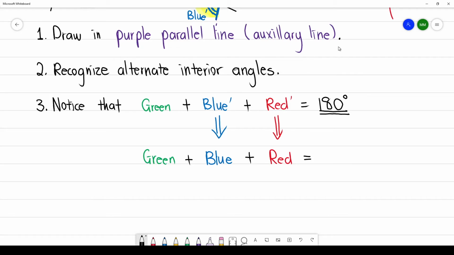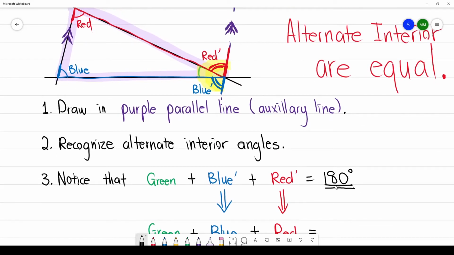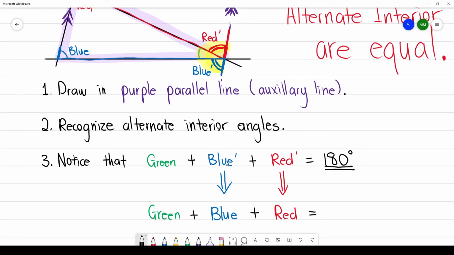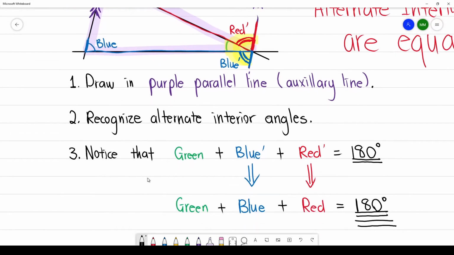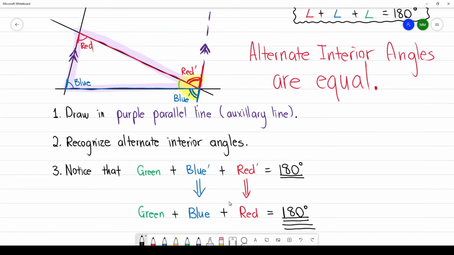So the alternate interior angles add up to 180. So since this is equal to this and this is equal to this, that means the second line over here is also equal to 180 degrees, because you can substitute this in and it will be the same thing. It doesn't change anything about this equation. So that means it adds up to 180. So this must add up to 180 as well. And guess what? We just proved it. The red, blue, and green, they add up to 180.